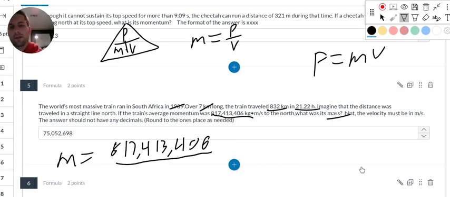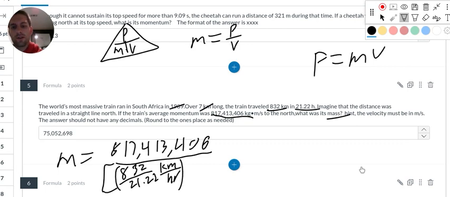We need a very long unit conversion to convert all this stuff, because I have to make this meters over second to match. So 832 over 21.22 kilometers per hour. So on the bottom, just remember this is in the divisor. It's over this entire thing.